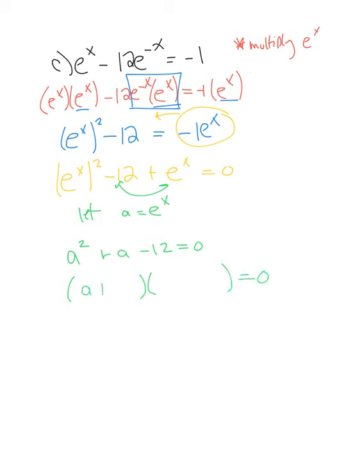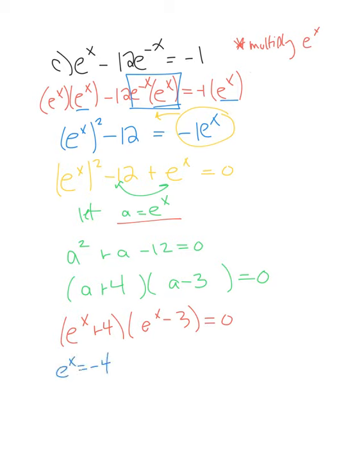So I've got a plus 4 and a minus 3. Now if I replace that a, I really have e to the x plus 4 times e to the x minus 3 equals 0. So if I want to solve these, e to the x is equal to negative 4, which means that x is equal to ln of negative 4, which we know does not exist. And then e to the x is equal to 3, so x is equal to ln 3 is my one and only solution to this problem here.